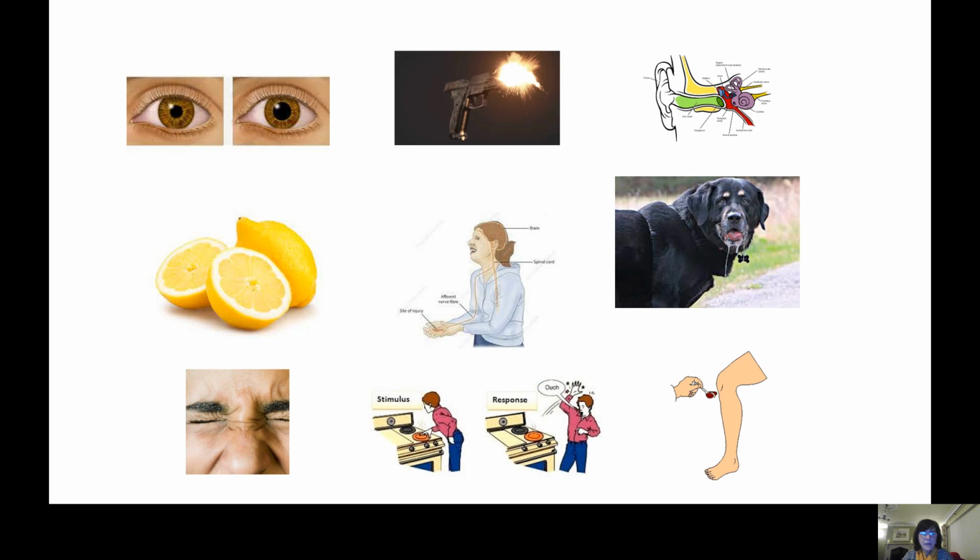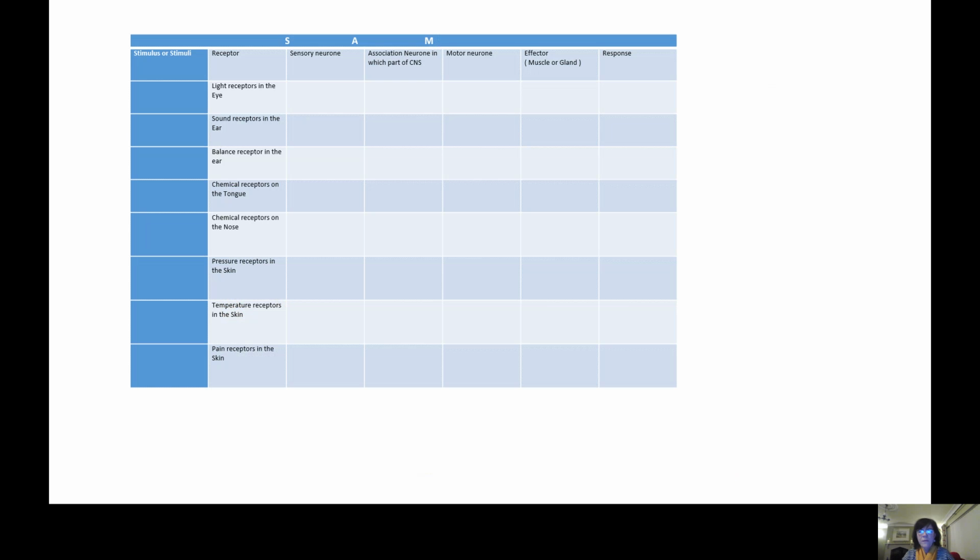Temperature receptors in the skin. So we've got a person here badly burning themselves on a pan. And what is their response? They pull their hand back. You can see them pulling their hand back here immediately. Now, you don't get time to think about that. It's a reflex reaction. It doesn't go to your brain. Remember, if it's below your neck, it doesn't go to your brain.